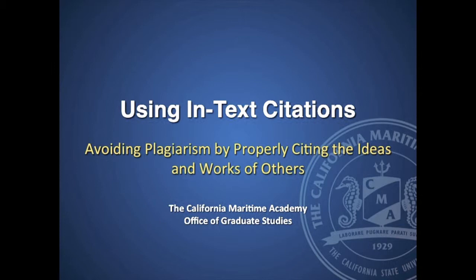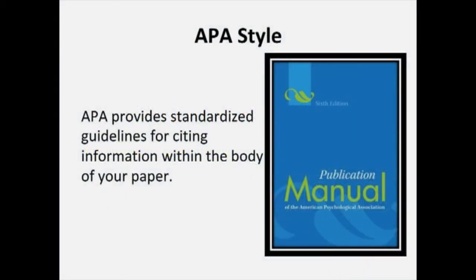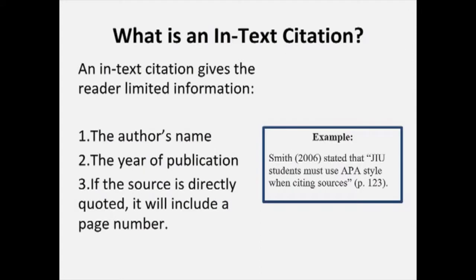APA provides standardized guidelines for citing information within the body of your paper. What is an in-text citation? An in-text citation gives the reader of your paper limited information: the author's name, the year of publication, and if the source is directly quoted, it will include a page number.